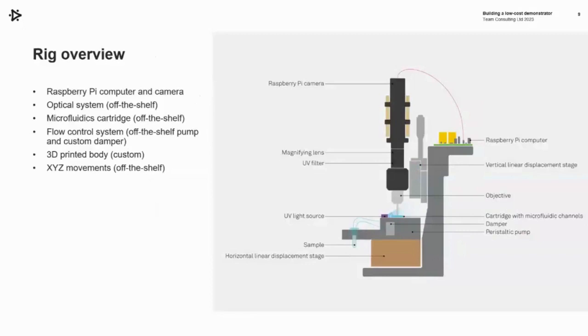This was the rig that we came up with. It's a combination of things that are off the shelf, like the optical system, put together with all off-the-shelf lenses and filters. We used an off-the-shelf microfluidics cartridge, and for the flow, we used a standard pump, but we did need to improve the control of that pump. Together with some 3D printed parts and some XYZ stages so that we could control the position, we had ourselves something that we could actually work with and play around with.